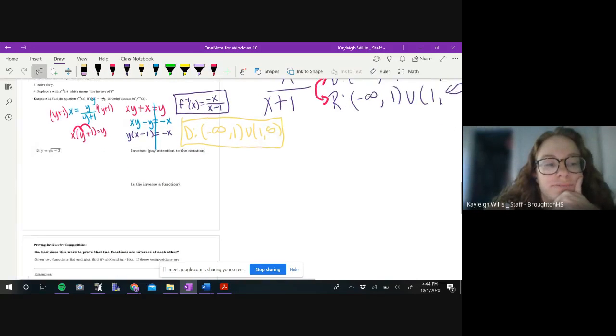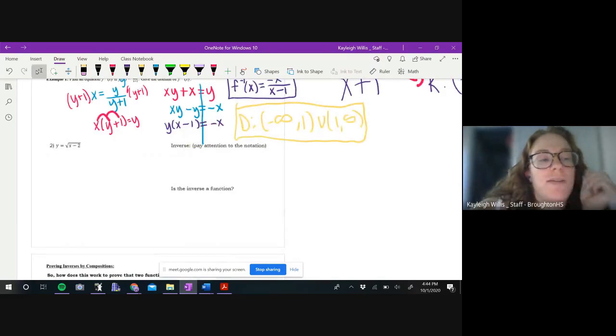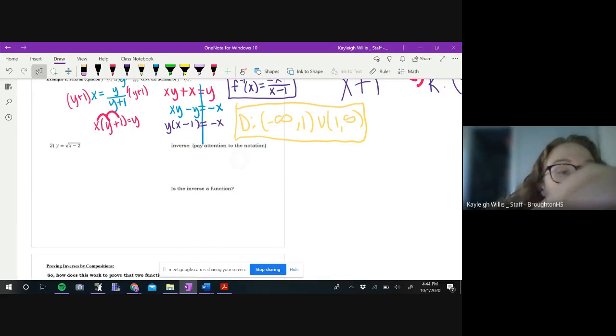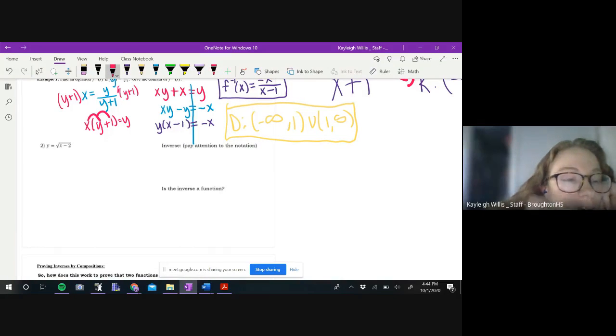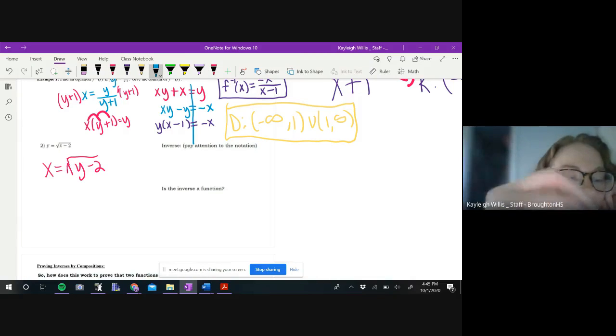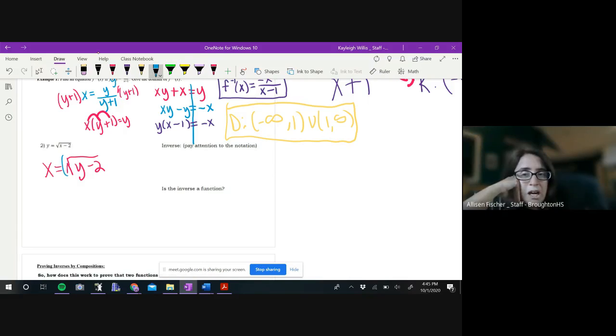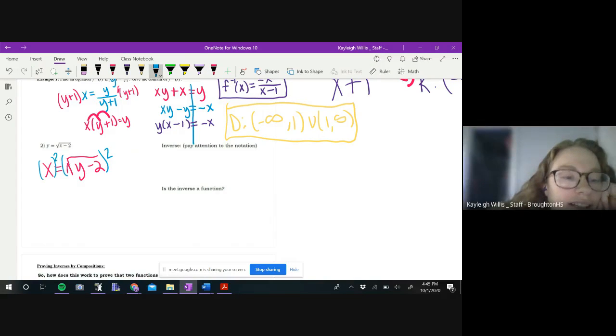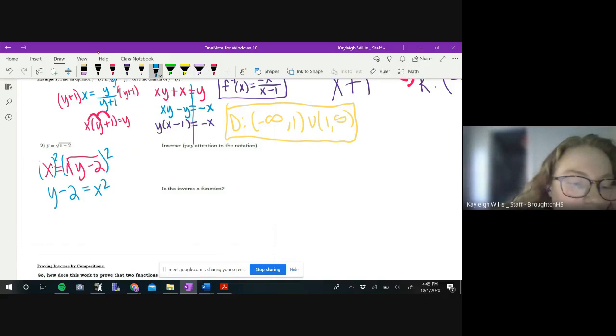Cool. All right, this doozy of a problem, you're probably like, why? It looks so easy. Okay, here we go. This is y equals the square root, so I'm going to say x equals the square root of y minus 2. So to get y by itself, what do you think I should do first? Square. Yes. So I get that y minus 2 equals x squared. And then when I move it over, I get that the inverse is x squared plus 2.